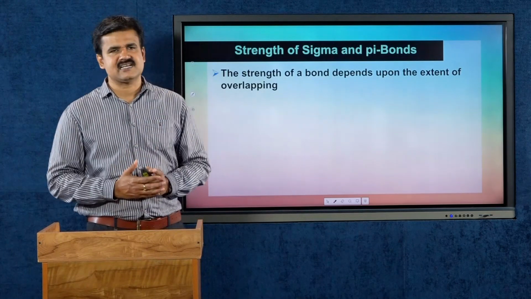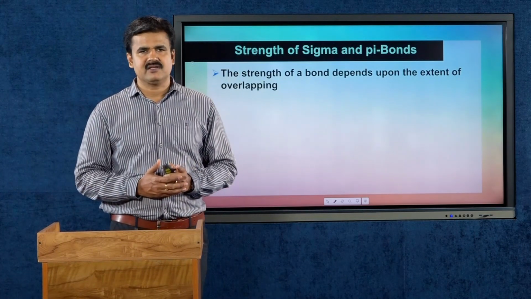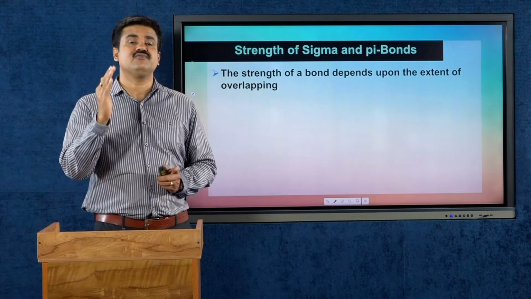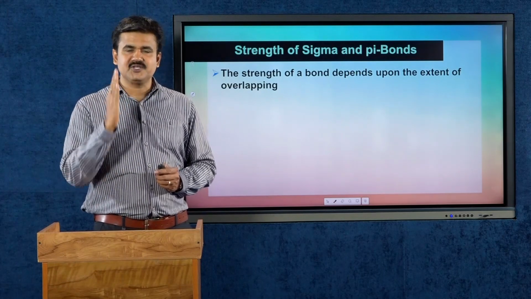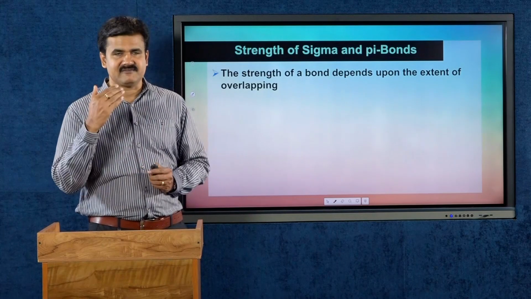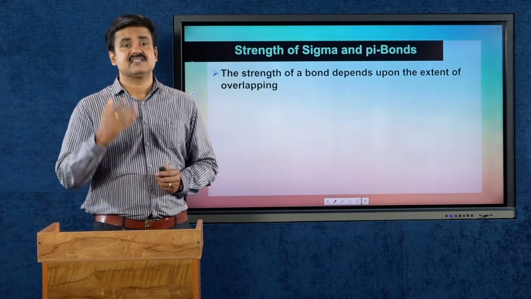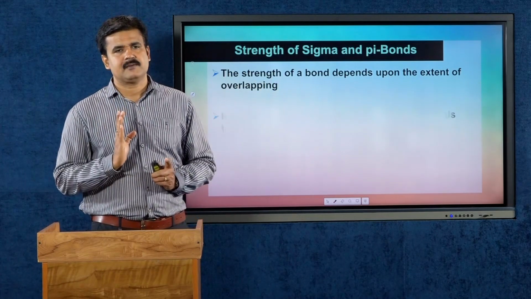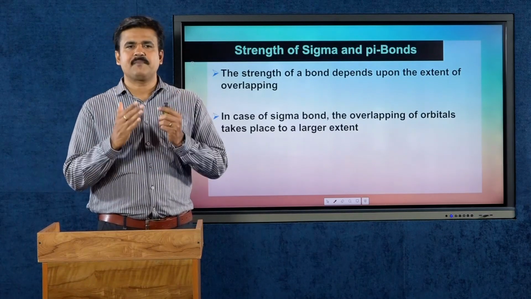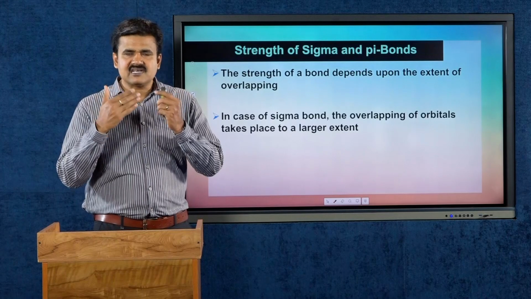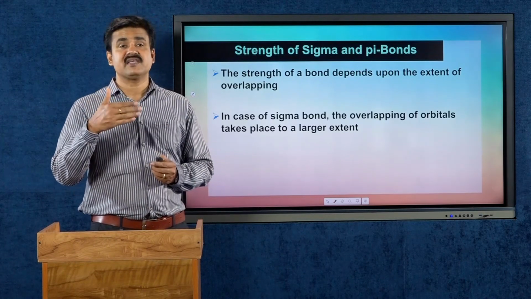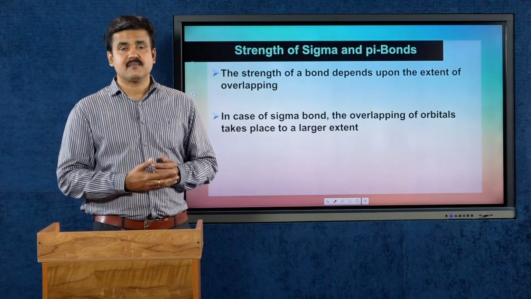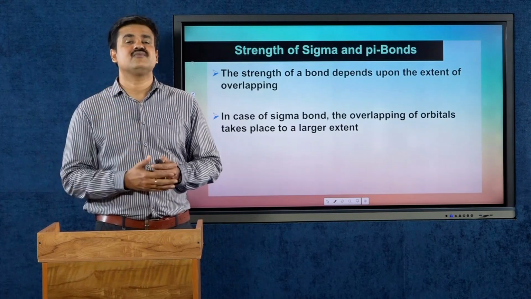Now we are discussing the strength of sigma and pi bonds. It should be noted that the sigma bond and pi bond are formed by two different kinds of overlaps. Sigma bond is formed by end-to-end overlap, and pi bond is formed by lateral or sidewise overlap. Since the overlapping is different, their strength is also different. The strength of a bond depends on the extent of overlapping. In the case of sigma bonds, the overlapping of atomic orbitals takes place to a larger extent. That is, the extent of overlapping is high when the overlapping is end-to-end. During the formation of a sigma bond, there is a large extent of overlapping.